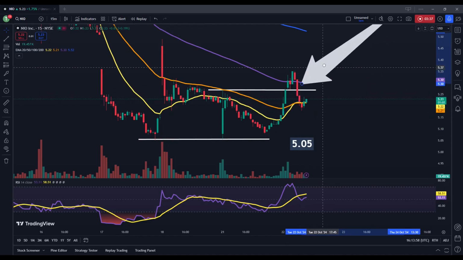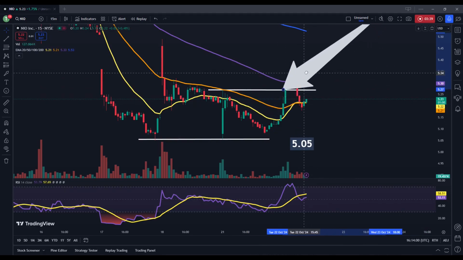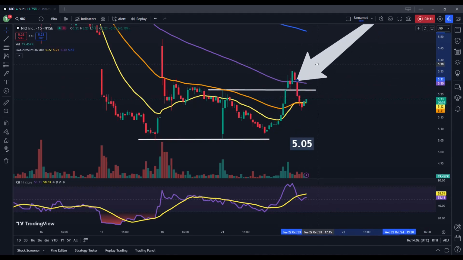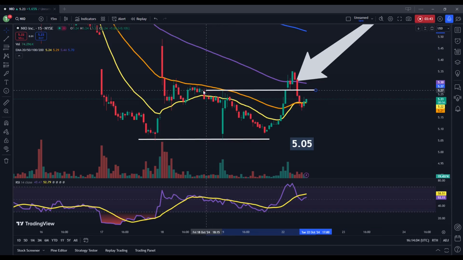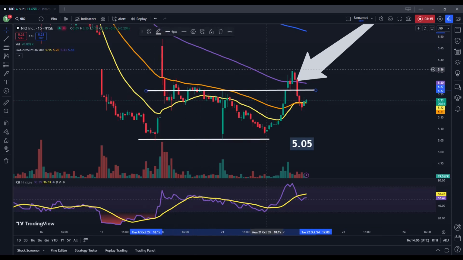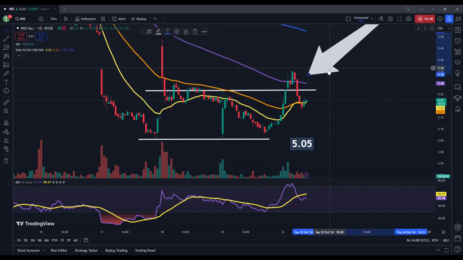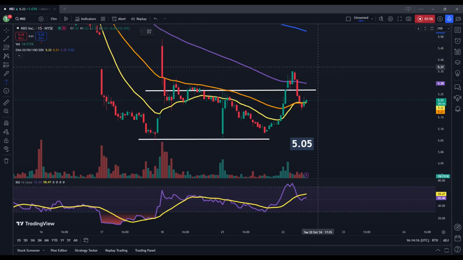And I will agree that this upside break of resistance here is a positive development. That does help the stock break out of its prior range. So, currently what we're dealing with is a resistance zone that comes in at $5.35. So we'll mark that in here.